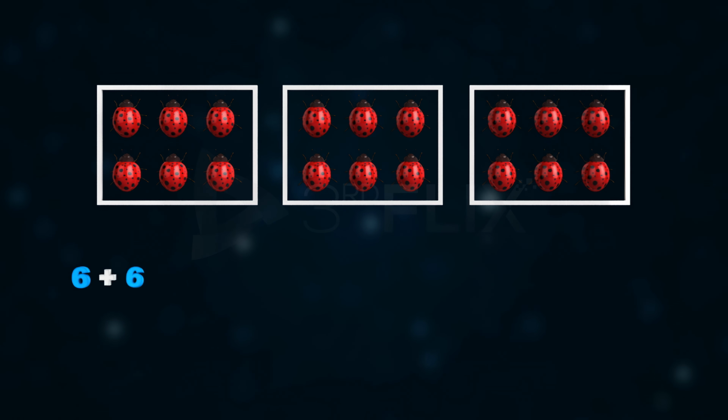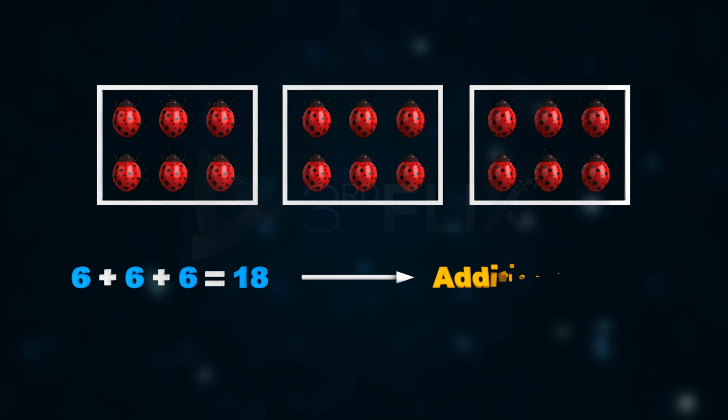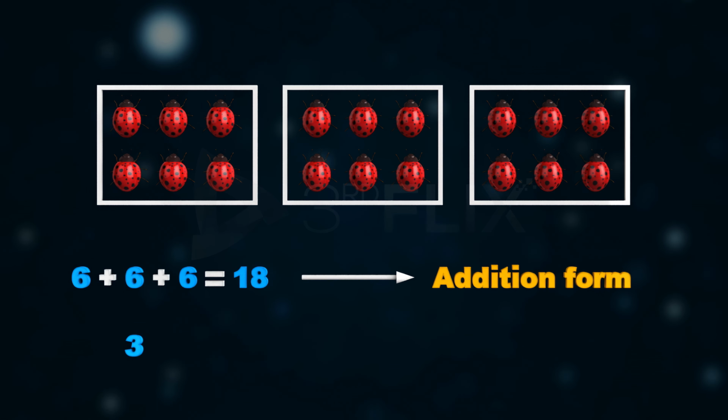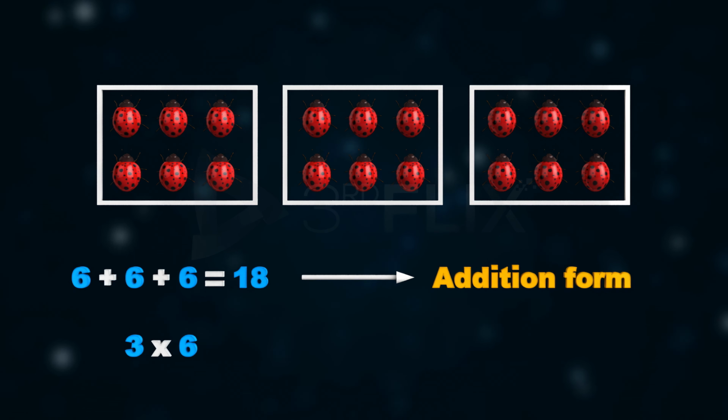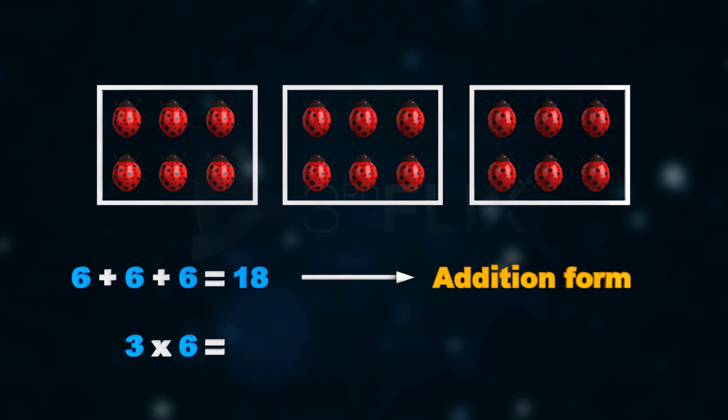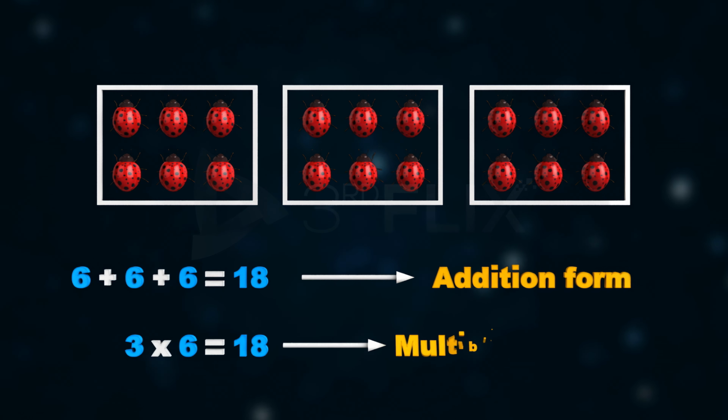6 plus 6 plus 6 is equal to 18. Addition form. 3 into 6 is equal to 18. Multiplication form.